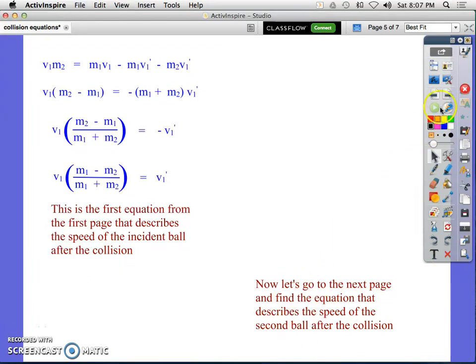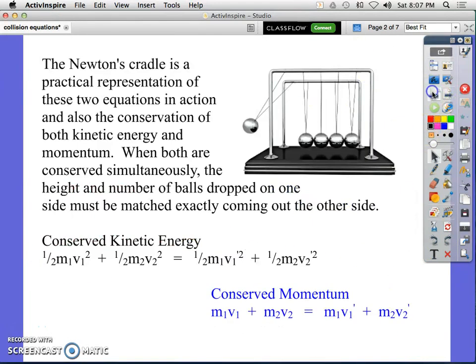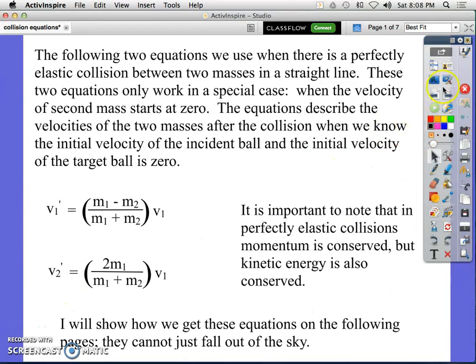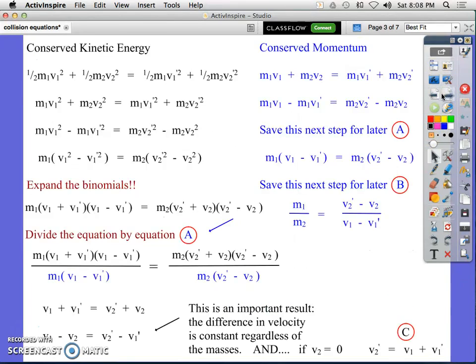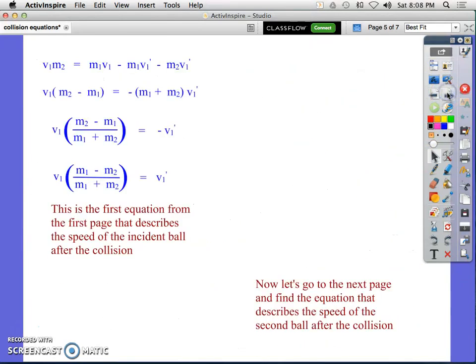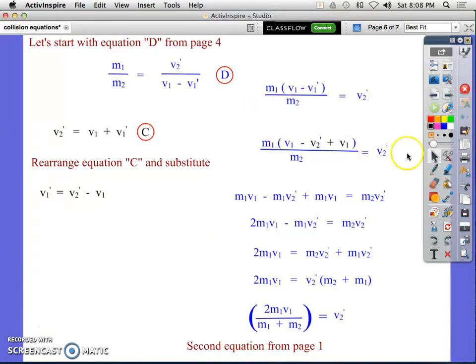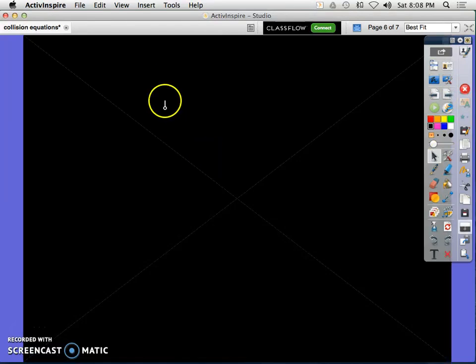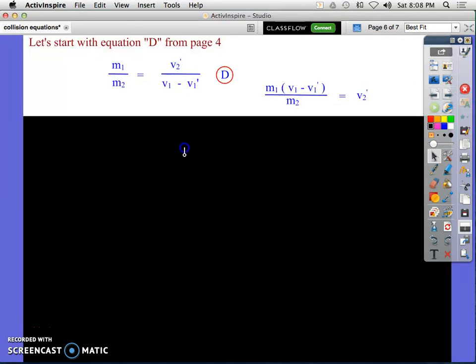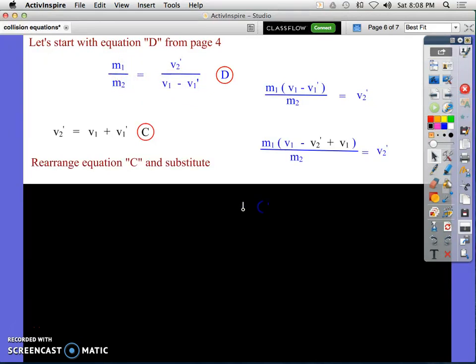I'm going to go to the next page and find this equation. So equations that I've already come up with, I'm going to go fetch them here. I'm going to start with equation D from page 4, which is this one. And I'm going to rearrange it by putting v1 minus v1 prime up here equals v2 prime. There was an equation C from a few pages ago. v2 prime is equal to v1 minus v1 prime. Let's substitute.